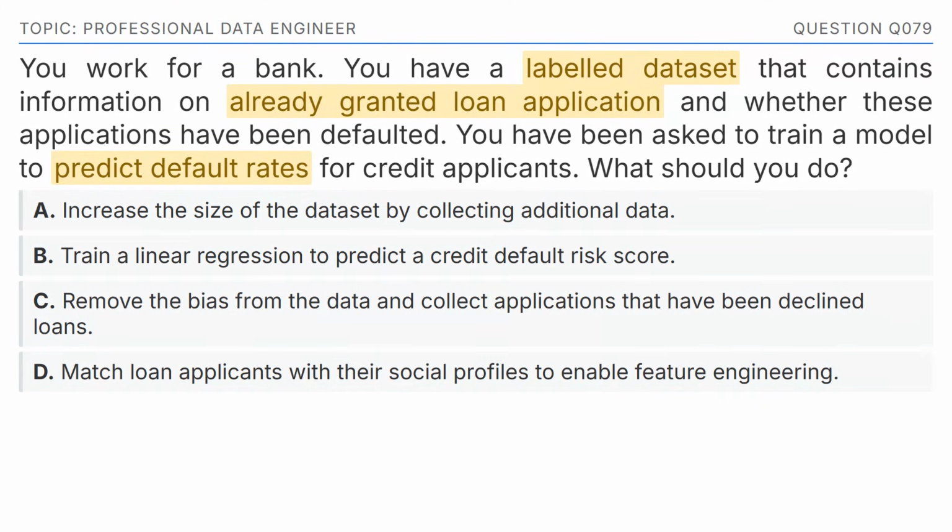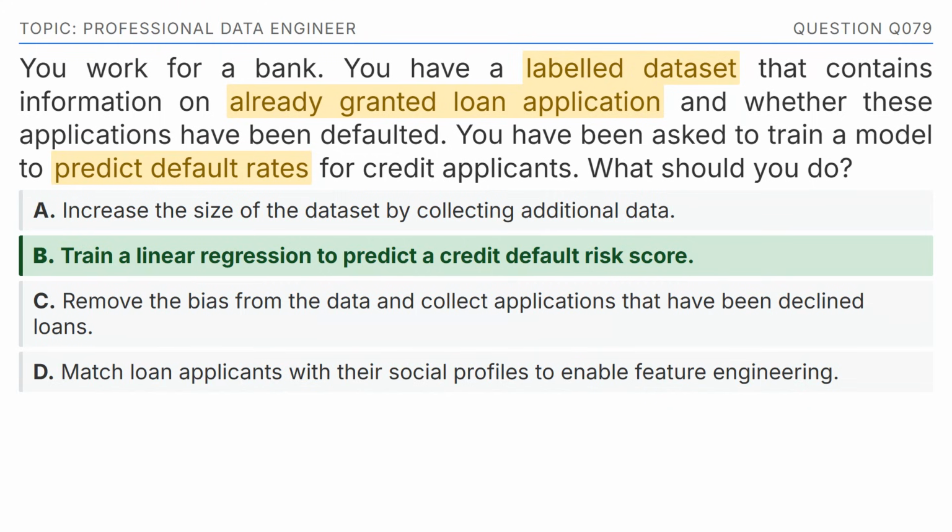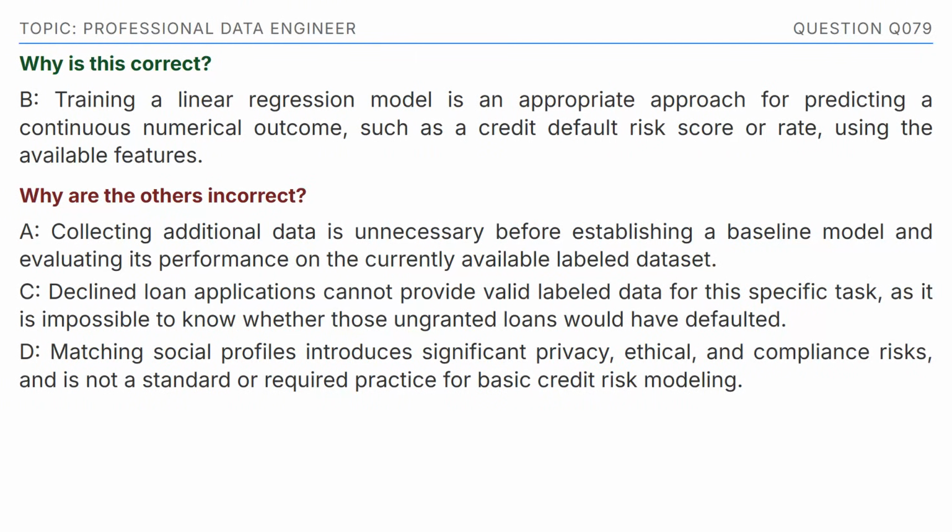To arrive at the correct answer, we focus on the keywords labeled dataset, already granted loan application, predict default rates. The correct answer is option B, train a linear regression to predict a credit default risk score. Why is this correct? B. Training a linear regression model is an appropriate approach for predicting a continuous numerical outcome, such as a credit default risk score or rate, using the available features.